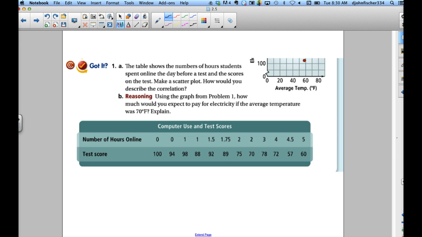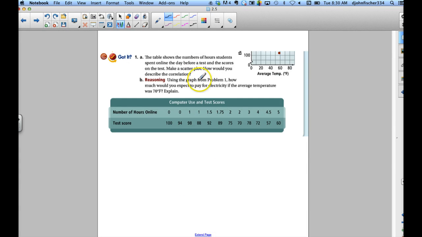Now here's another one. It says the table shows the number of hours students spent online the day before a test and the test scores on the test. Make a scatter plot. How would you describe the correlation?